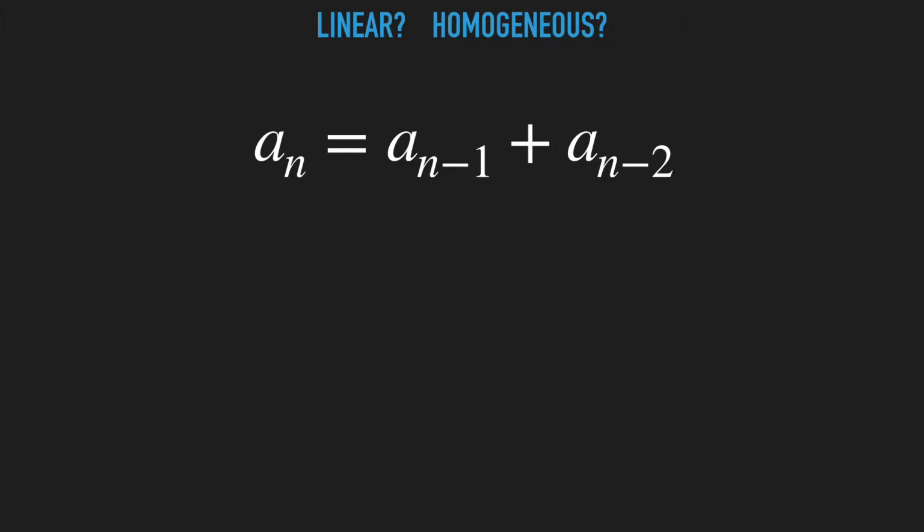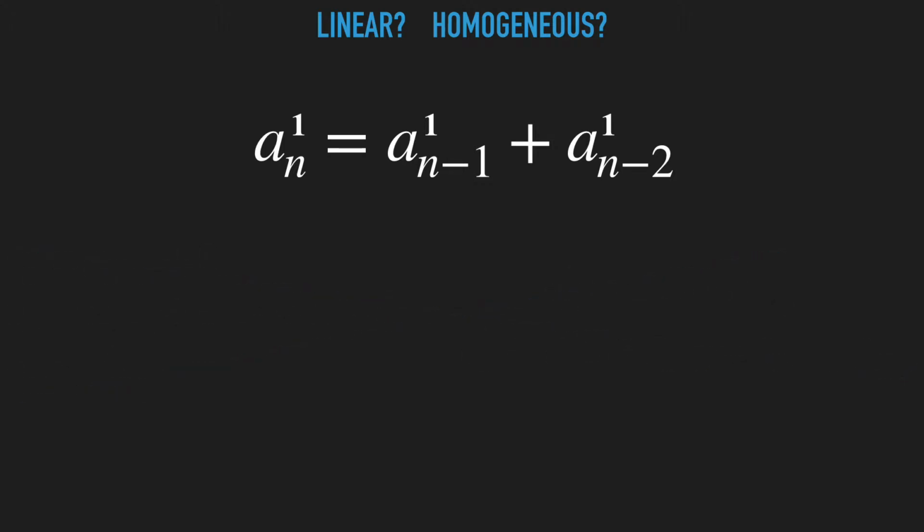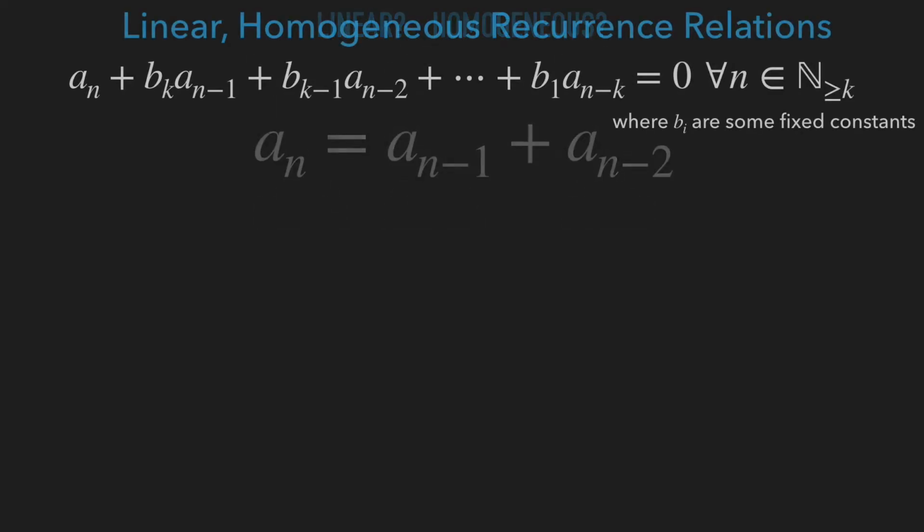It is said to be homogeneous because each term, that is the a_i's, have the same degree, namely 1. That is to say, we don't have an a_i times a_j or an a_i cubed or an n or something like that. And linear means that the highest degree is 1. Basically, all this means is we have a bunch of a_i's multiplied by a bunch of constants with plus or minus signs in between. More generally, this is what such a recurrence relation looks like.